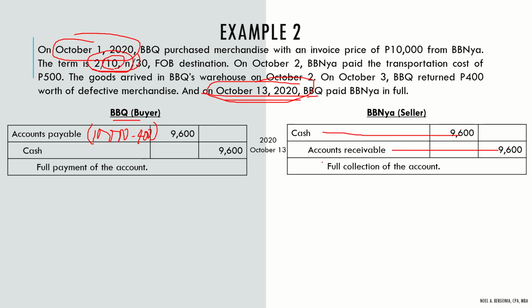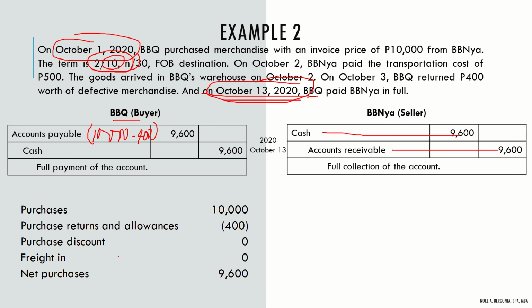And lastly, let's try to present yung net sales at saka net purchases. So, for the buyer, our net purchases is 9,600. So, that's equal to the purchases na 10,000 minus the purchase returns and allowances na 400. Wala po tayong purchase discount since we will not be able to avail the discount. And wala rin po tayong freight in kasi ang dapat na magbayad kanina was the seller since it is FOB destination. Okay, so 9,600 for the net purchases.